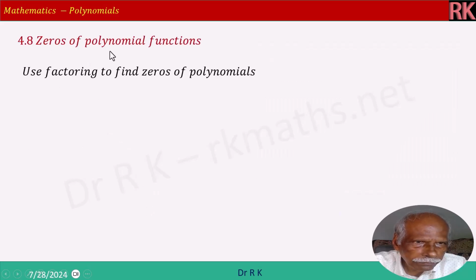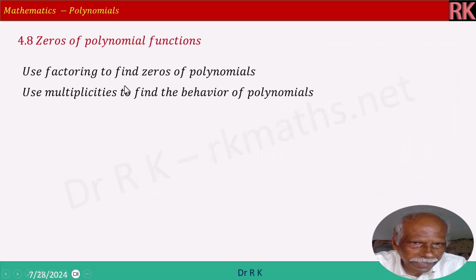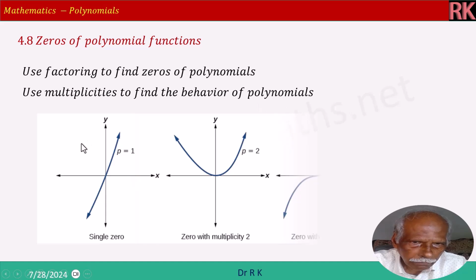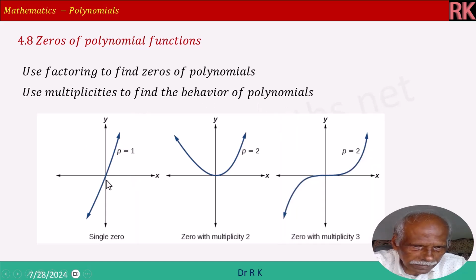So, zeros of polynomial functions. Use factoring to find zeros of polynomials. Use multiplicities to find the behavior of the polynomial. We will see what that is. So here is a single zero. Here the multiplicity is 2, therefore quadratic behavior.